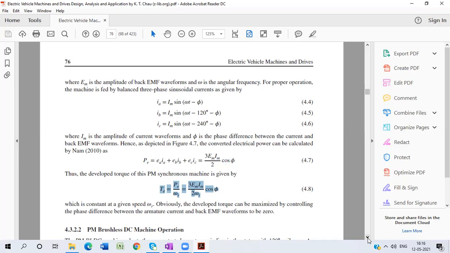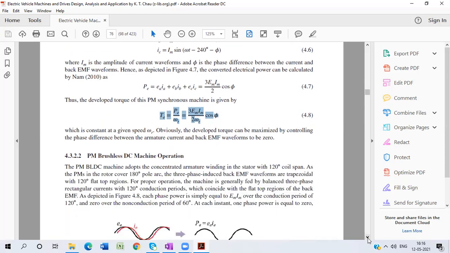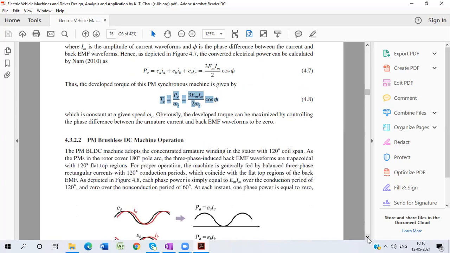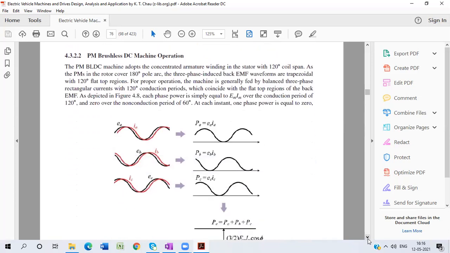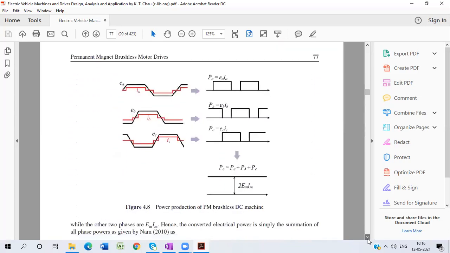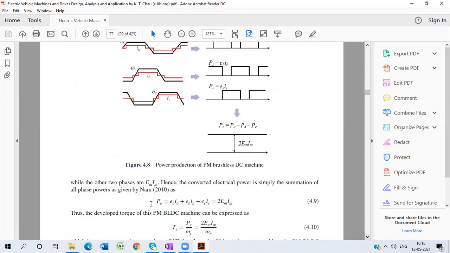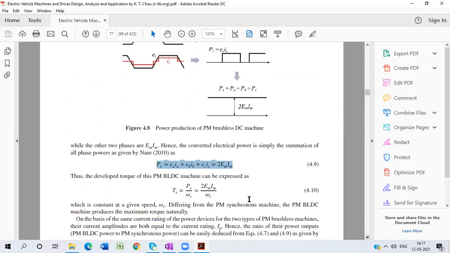Then you have to go to the PM brushless DC machine operation. In the same way, you have to find the power equation and the torque equation. We have already derived these in offline sessions. In the case of the PMDC machine, the power output is 2 MIM, which we have proved. I think Karthik was absent during this session, but 2A were there. Toy, are you there? We have already discussed and proved these things.